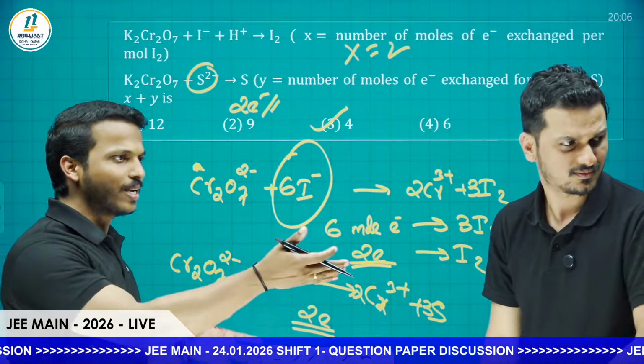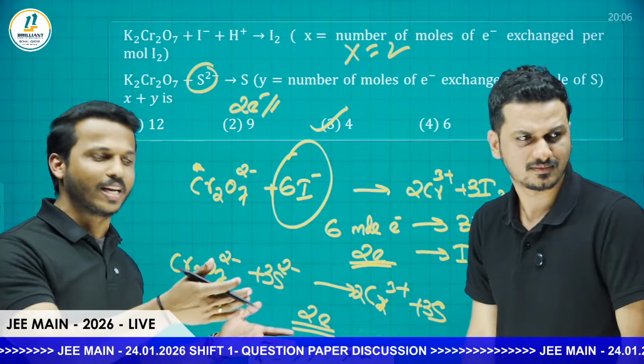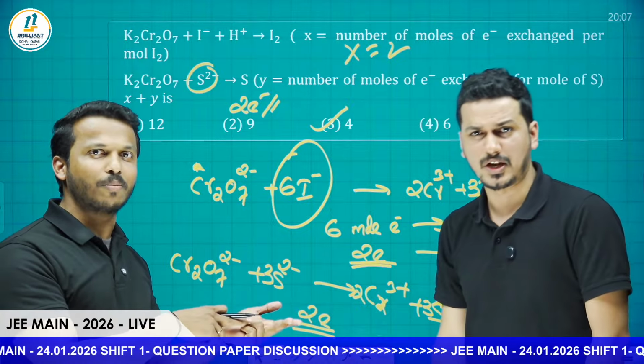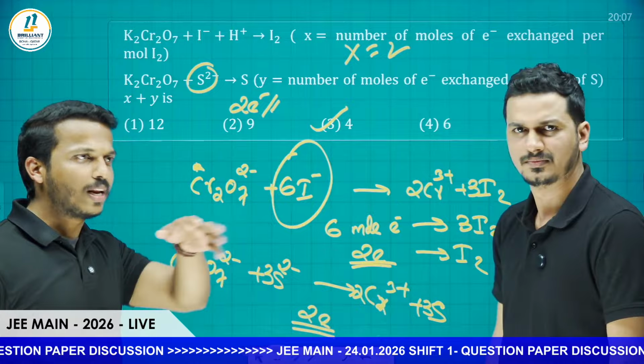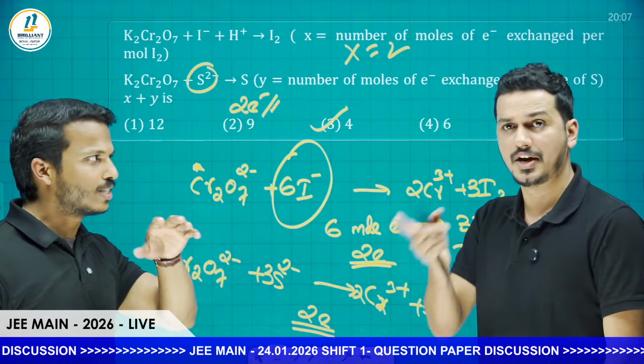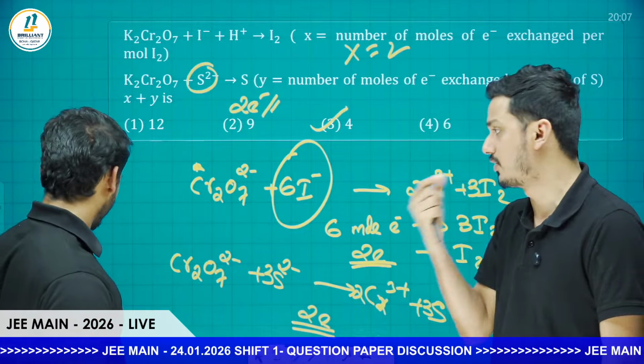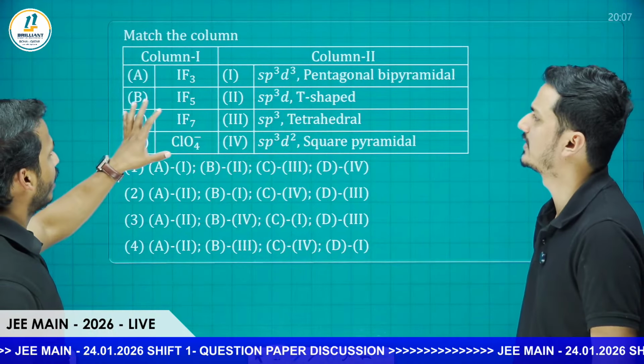In the last discussion also we said that the preparation of potassium dichromate and potassium permanganate is a very important thing, because it's mostly related to qualitative analysis, and the iodometry part can also be asked. They asked already. Next one, this is again easy.